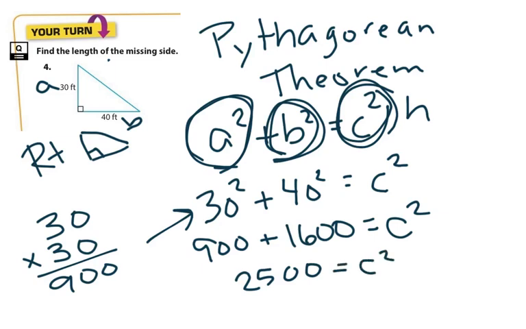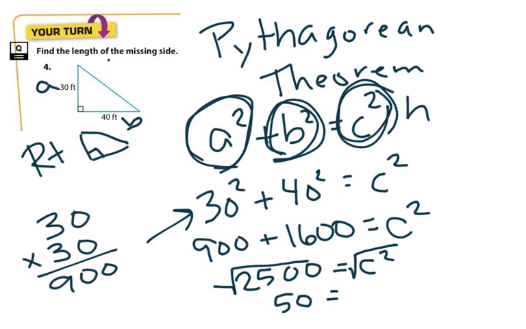But I don't want c squared. I want to find what c is. And in order to get this c by itself, I have to take the square root of it. And whatever I do to one side, I do to the other. I know we talked about this in class, so I know that you're pretty familiar with this right now. But if I take the square root of 2500, it's 50. 50 times 50 equals 2500.